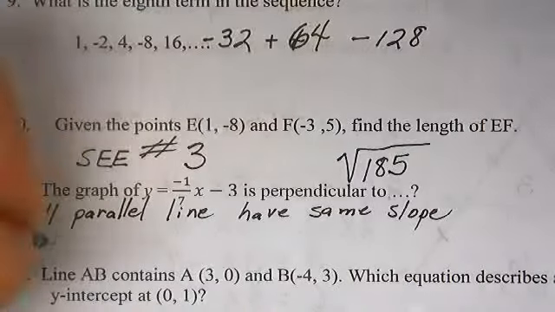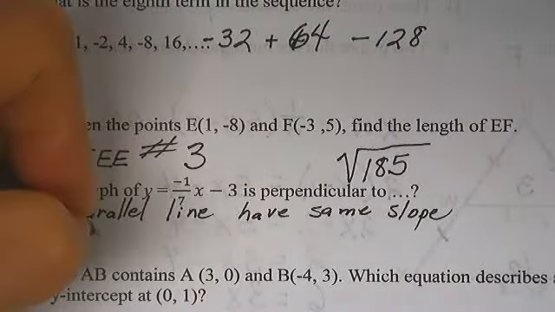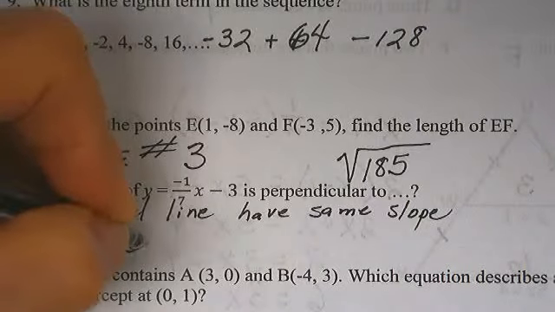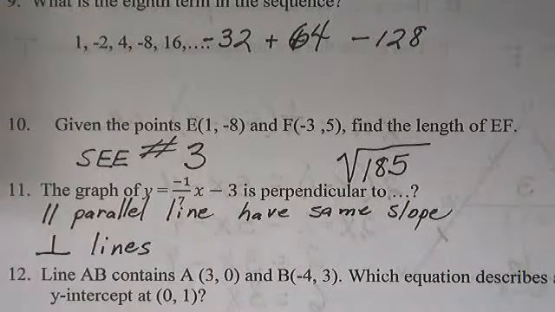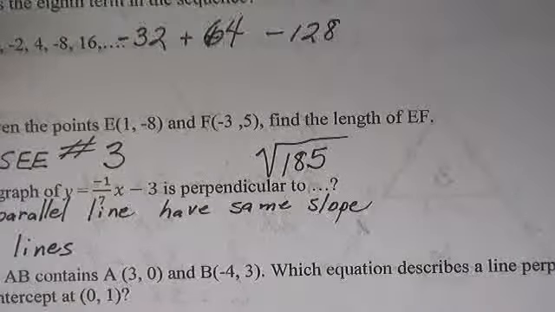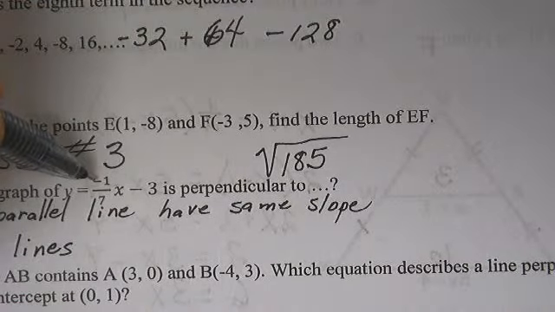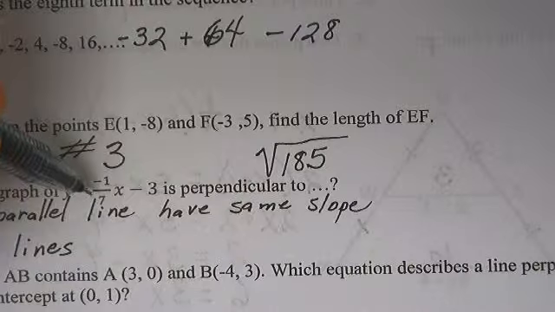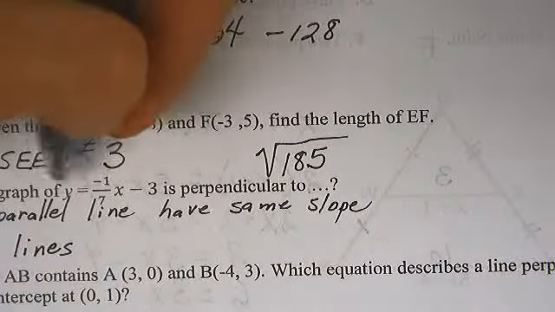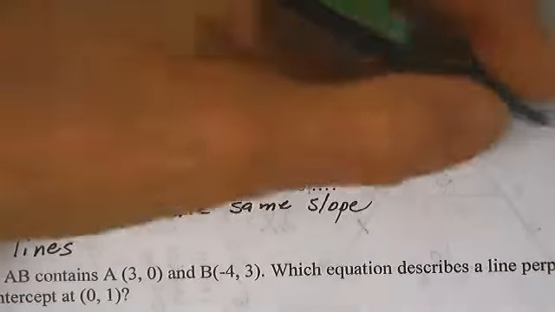And again, perpendicular lines have slopes that are negative reciprocals. The negative reciprocal of -1 over 7 is 7. So the graph of this equation is perpendicular to y equals 7x with any y-intercept you choose.